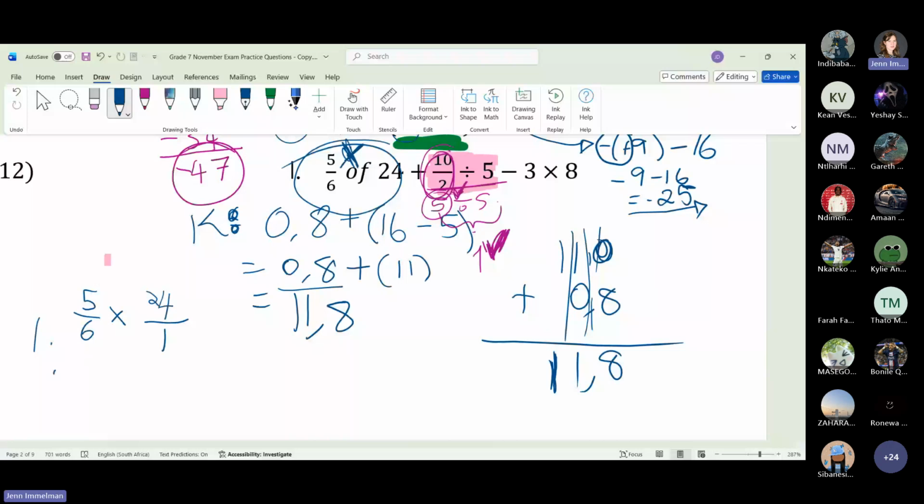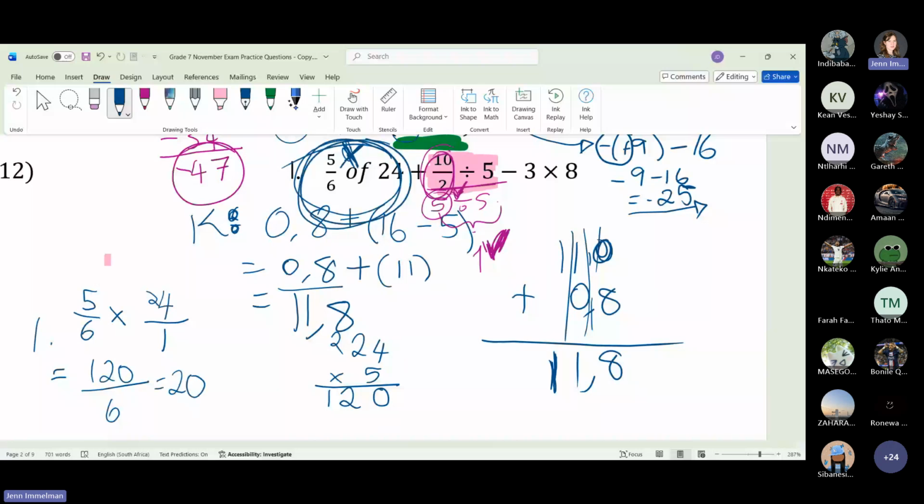5 times 24. I'm going to do the column way. 5 times 4 is 20. 5 times 2 is 10, plus 2 is 12, so 120. 6 times 1 is 6. 120 divided by 6 is 20. So then this whole thing, the answer is 20.